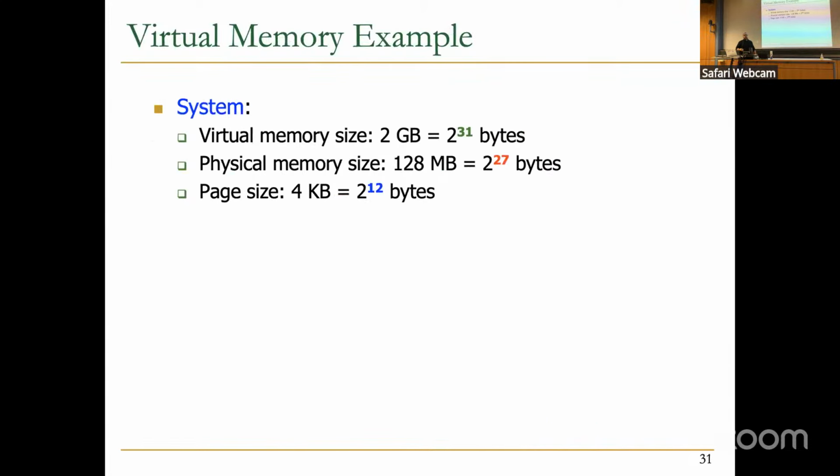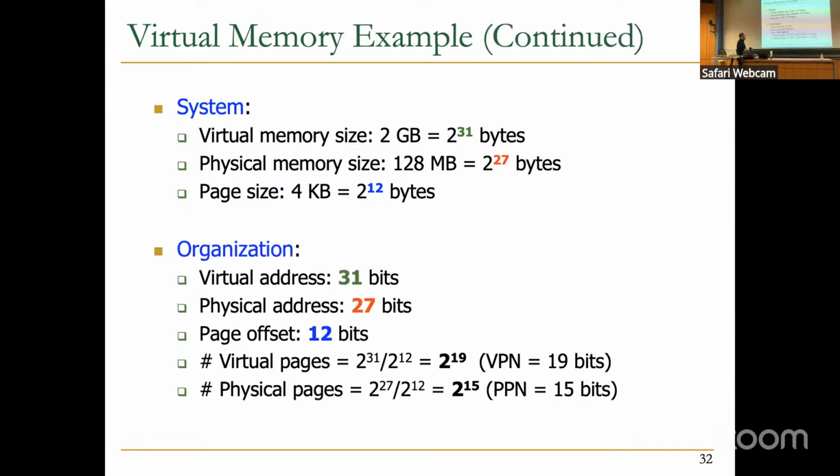So let's take an example of this system. You have a virtual memory size which is 2 gigabytes, right? So this means 2 to the 31 bytes. And the physical memory size is 2 to the 27 bytes. As you can see, there is a mismatch between the two. The virtual memory size is much larger than the physical memory size. And in this context, the page size is 4 kilobytes. 4 kilobytes is 2 to the power of 12 bytes.